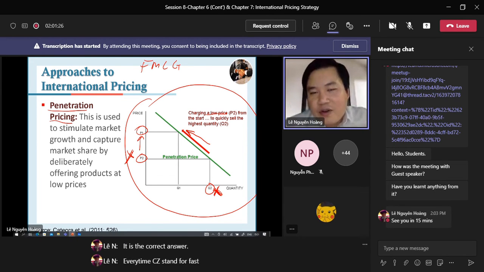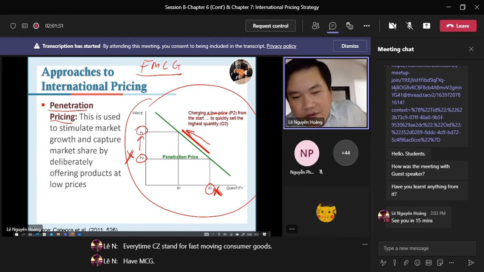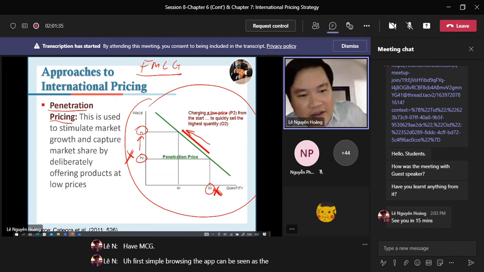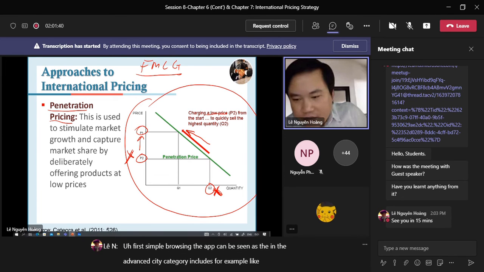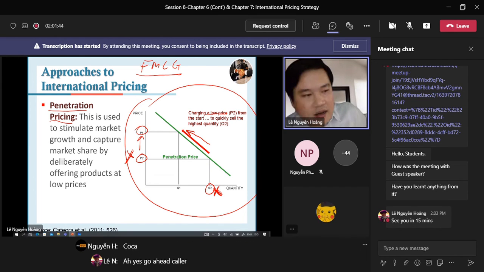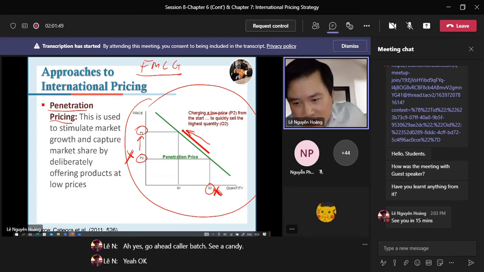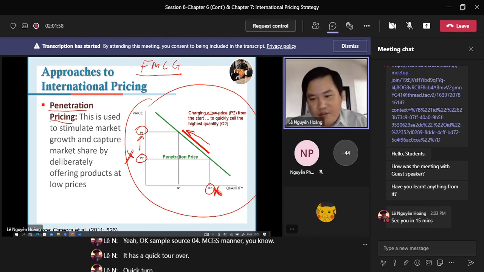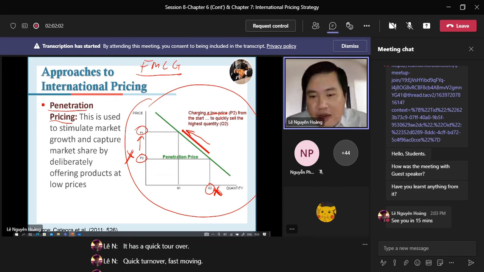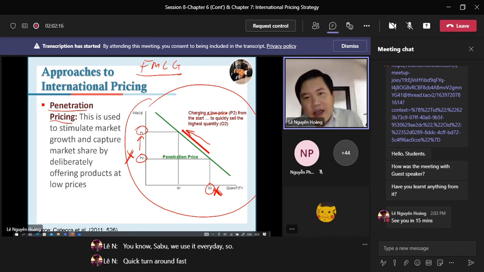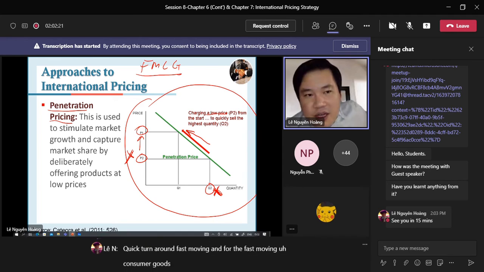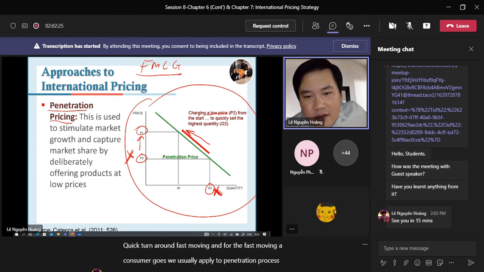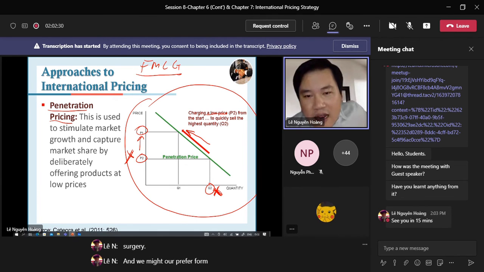FMCG stands for fast moving consumer goods. Products in the FMCG category include, for example, Coca-Cola, Pepsi, candy, shampoo, and so on and so forth. FMCG means a quick turnover, fast moving. People use FMCG products every day, like toothbrush, toothpaste, shampoo. So quick turnover, fast moving. For fast moving consumer goods, we usually apply the penetration pricing strategy, and we make our profit from a large quantity instead of a high price.